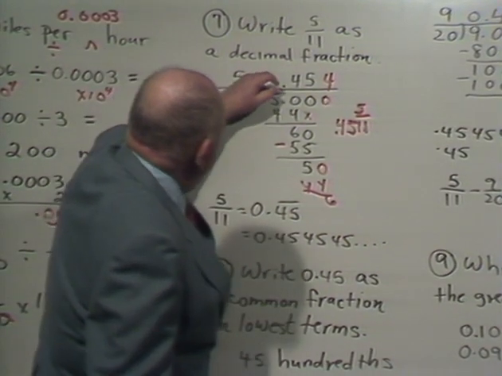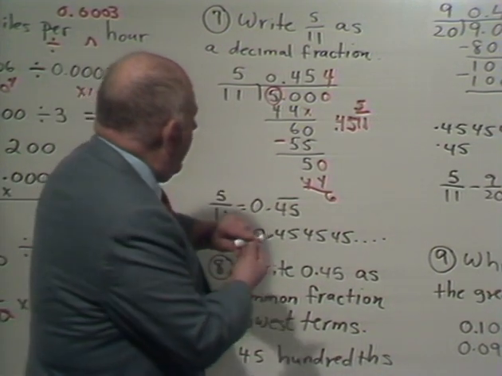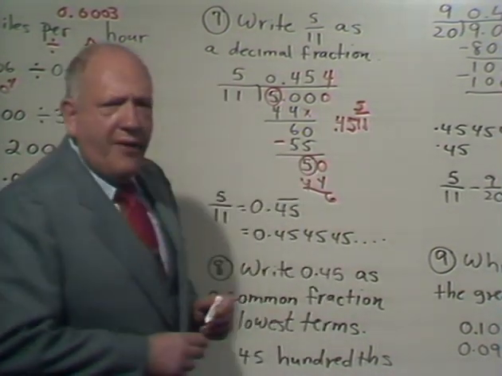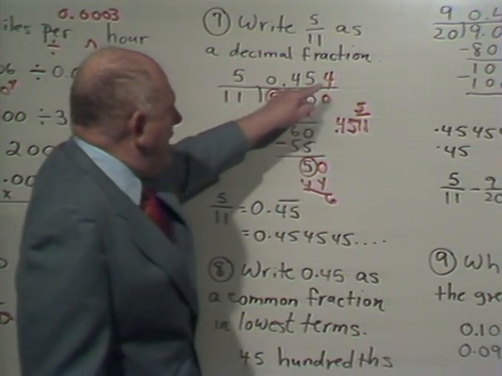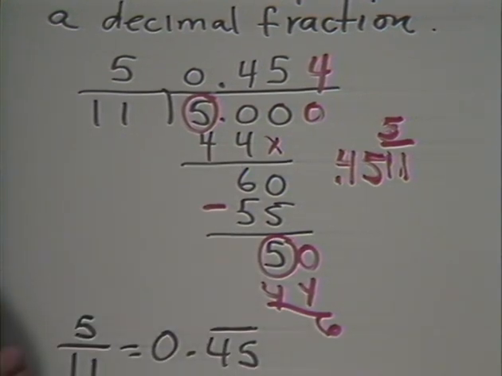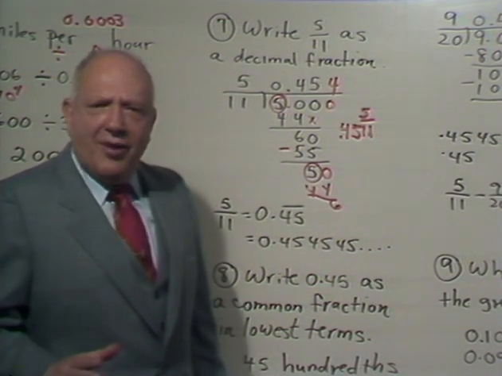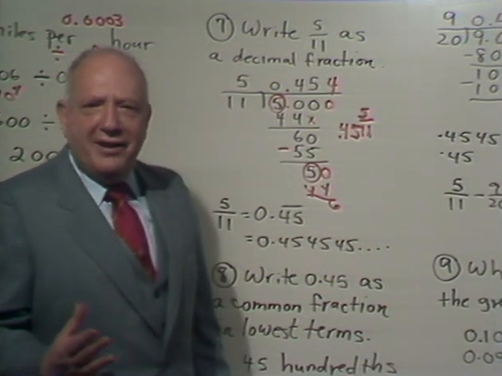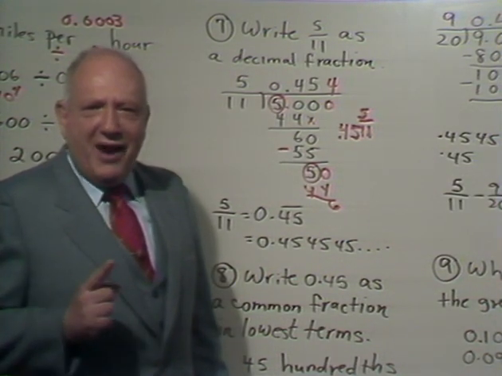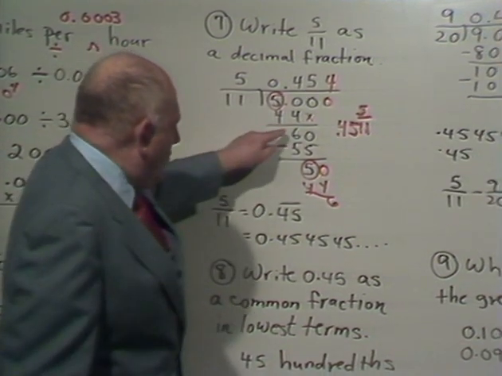Look what happened here. When we started this problem, we had a 5 followed by endlessly many zeros. When we got down to here, what happened? We had a 5 followed by endlessly many zeros. What's going to happen here is that this thing is going to keep on going forever. It's going to go 0.45, 45, 45, 45, and so on. Not 100 times, not 1,000 times, not 1,000,000 times, not 1,000,000,000 times, but forever. Forever is a long time. But this will never come to an end.